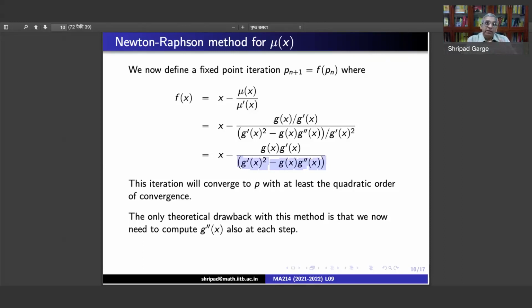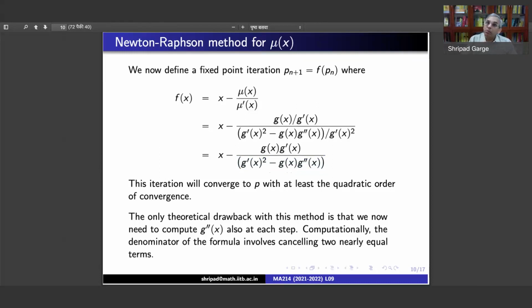Now we are assuming that our point P is a 0 of g with higher multiplicity, which means that P is a 0 of g and P is also a 0 of g prime. So near P, we are cancelling two terms which are almost equal. So that's a computational drawback, and it will have some effect on the order of convergence for this modified Newton-Raphson method.